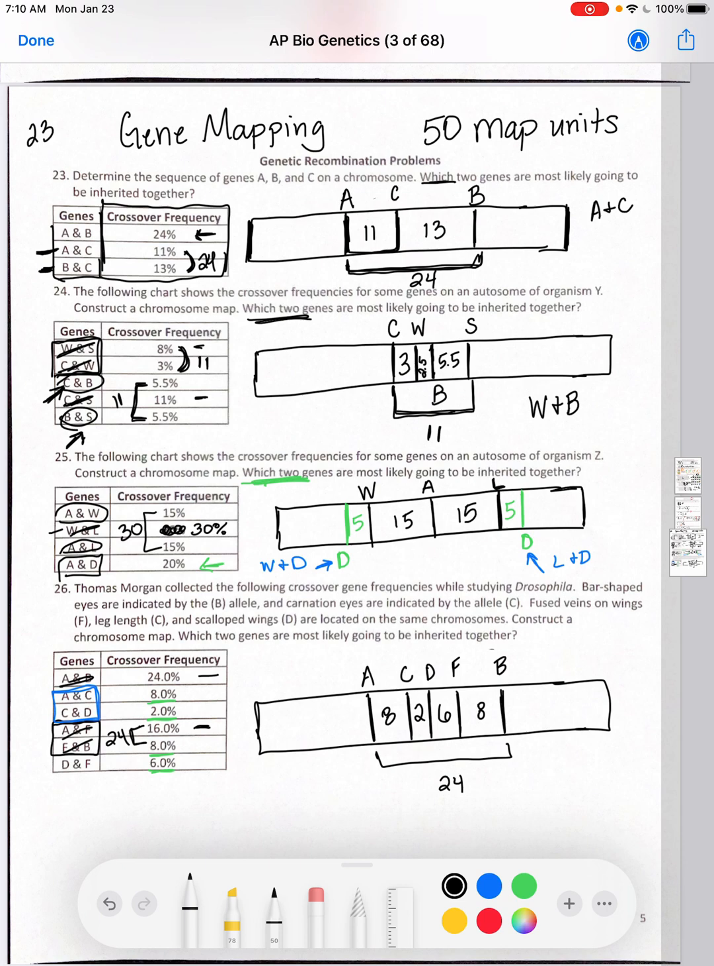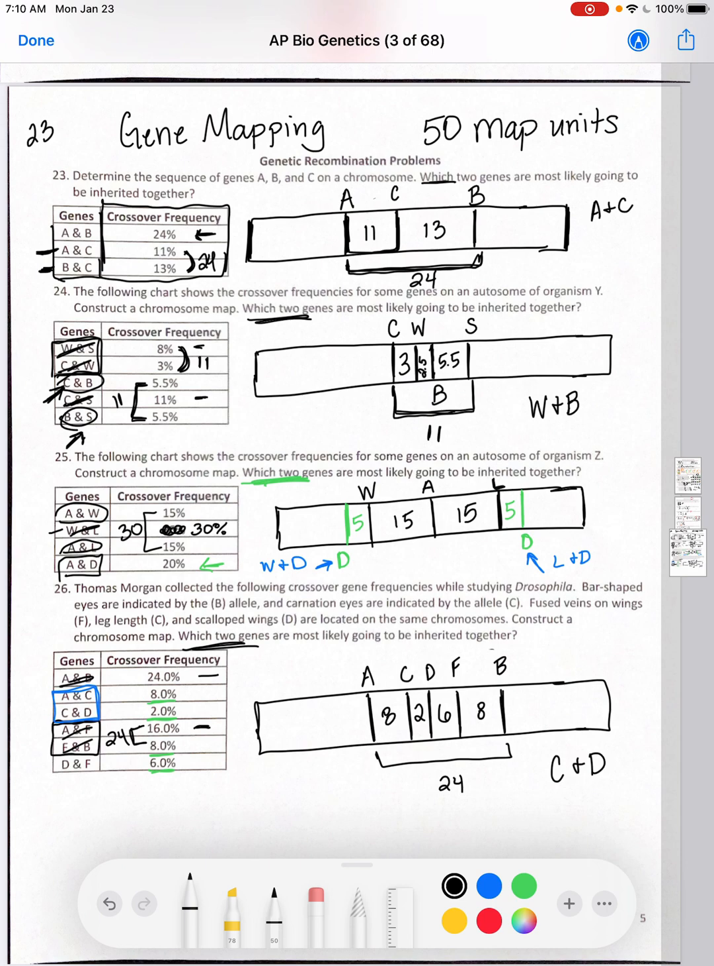So that seems correct. So then which two genes are most likely to be inherited together? Well, which ones are closest? The answer is C and D, because they're 2 map units apart. Okay? So hopefully that helps you understand gene mapping a little bit. Again, if you're still struggling, you can YouTube some gene mapping videos, and you can see a lot more examples where they'll kind of talk you through it.